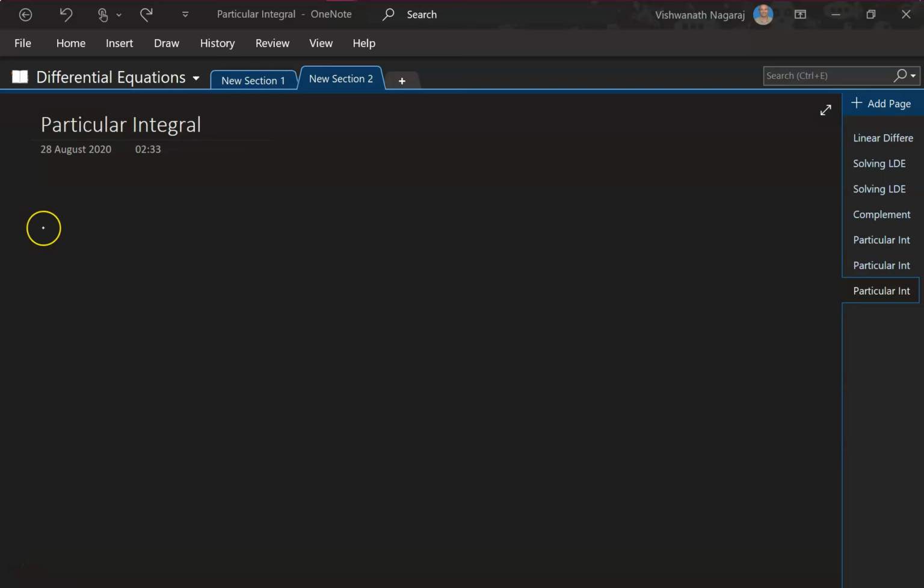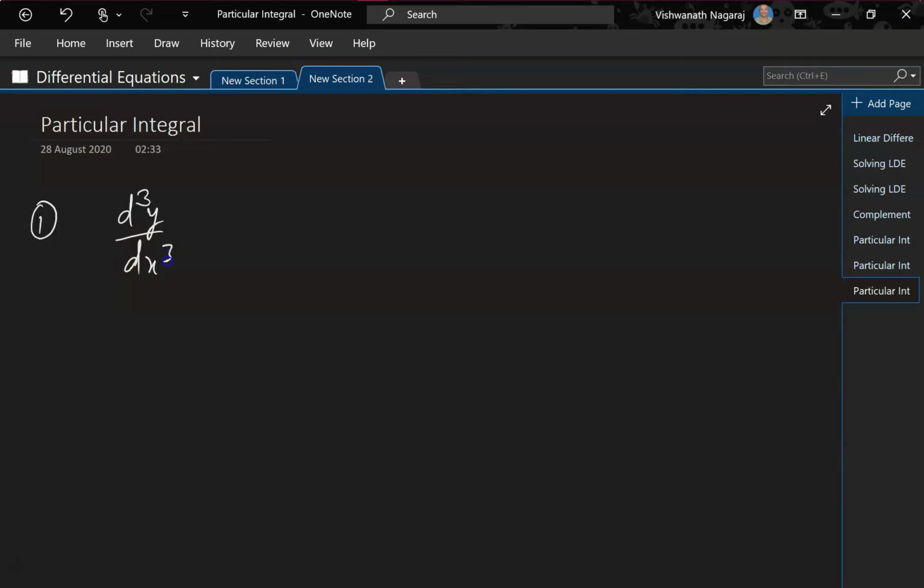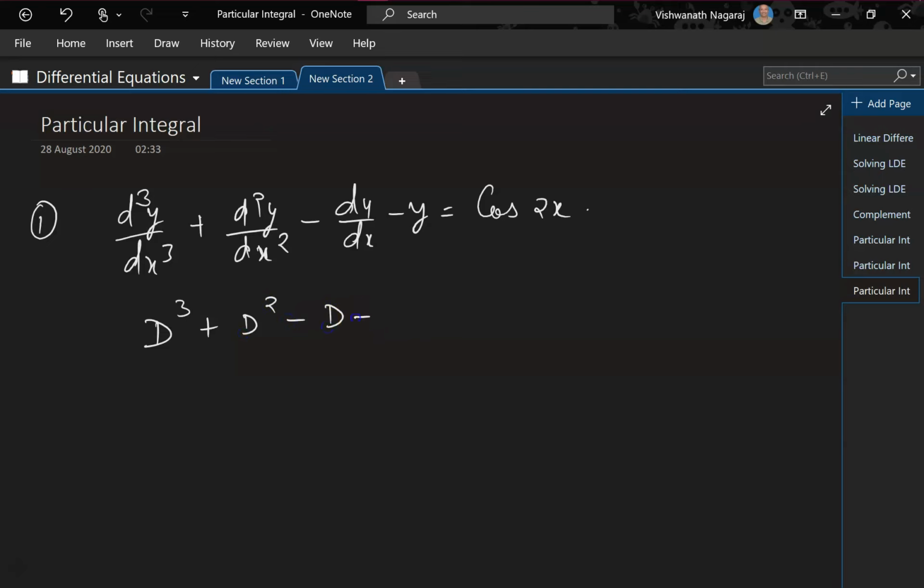Let's look at a few more problems. d³y/dx³ + d²y/dx² − dy/dx − y = cos 2x. Now in D notation it can be written as (D³ + D² − D − 1)y = cos 2x.